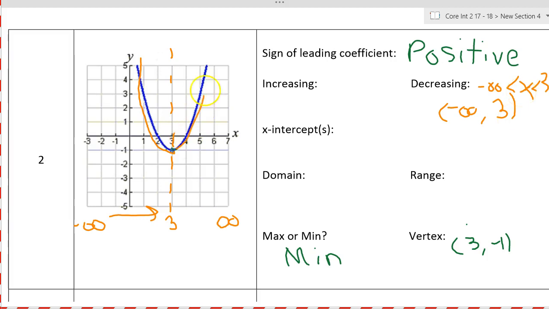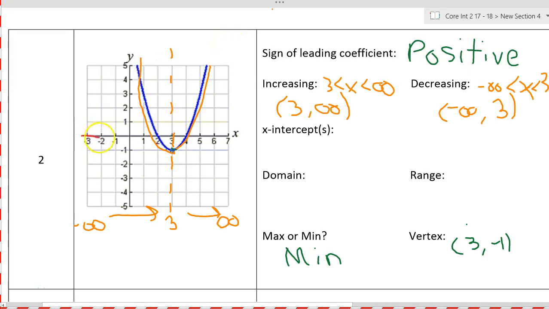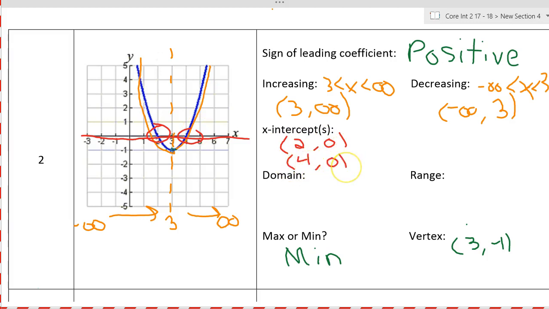The right side, I'm starting, they are going up. Again, reading left to right, 3 to infinity. So 3 less than x, which is less than infinity. Again, I can write it in interval notation, 3 to infinity. The next thing is my x-intercepts. Where does it cross the x-axis? Here's my x-axis. Crosses here and here. That is 2, 0, and 4, 0. If you notice, we have no place for y-intercept because I cannot see where it crosses the y-axis.